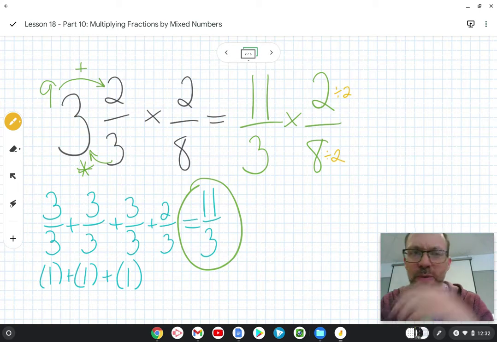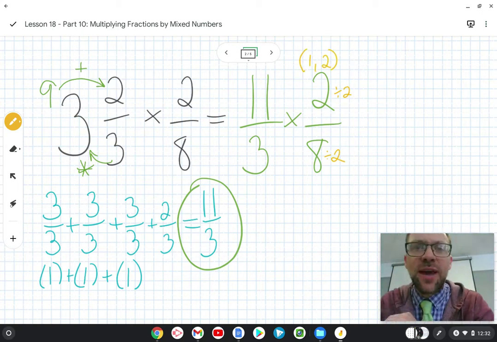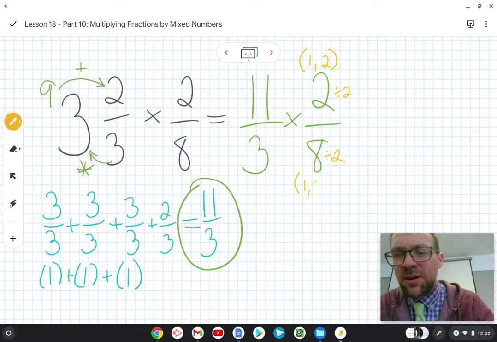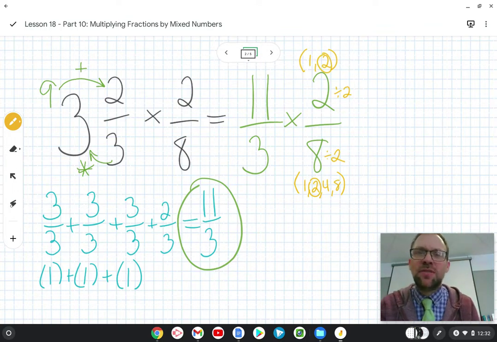Now, if you weren't sure about how I did that, I just factored in my head. I've kind of memorized, I've done this so often, that the factors of 2 are 1 and 2, and the factors of 8 are 1, 2, 4, and 8. And I see that the greatest common factor is 2, and that's where dividing by 2 came from.